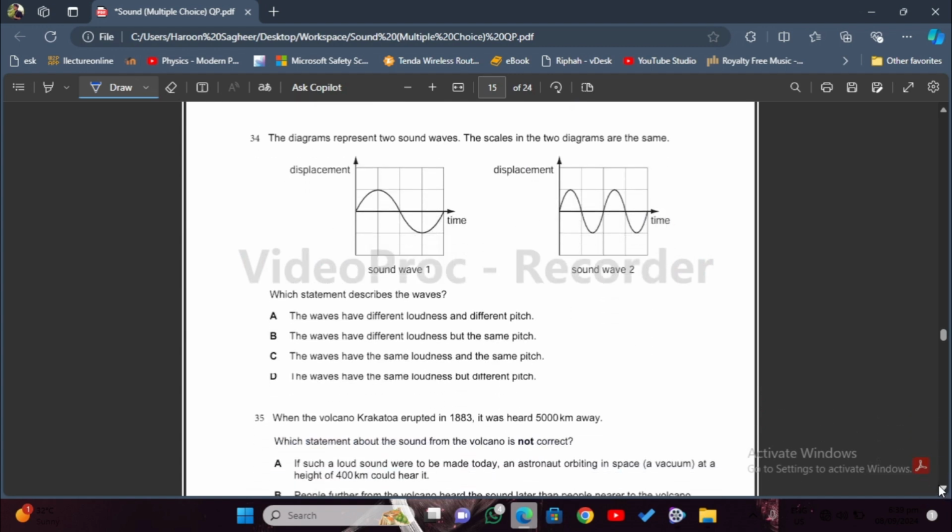Now, this one we have already covered. In question number 34, we can see the waves have the same loudness but different pitch. Option D is correct. I've already explained that their amplitude is the same, because both have the same scale, but the pitch, or frequency, is different, because this one, if I call it B, has more waves per second.